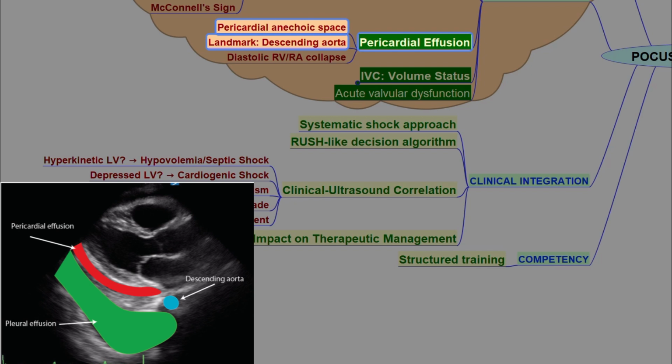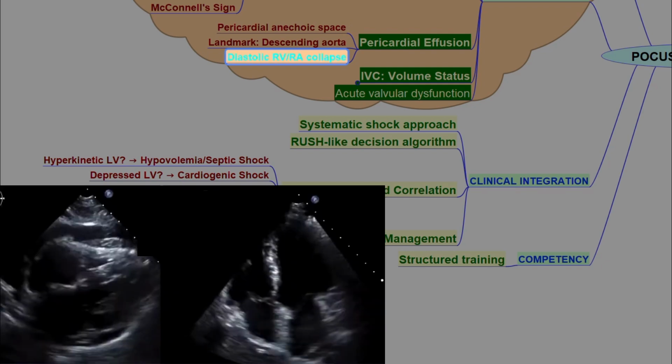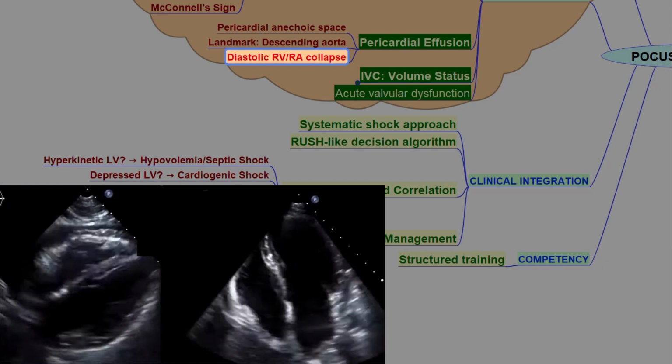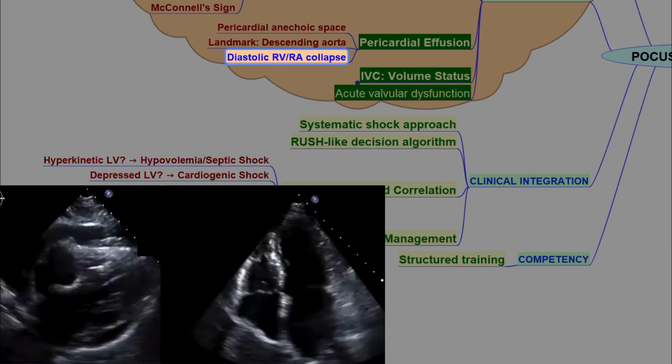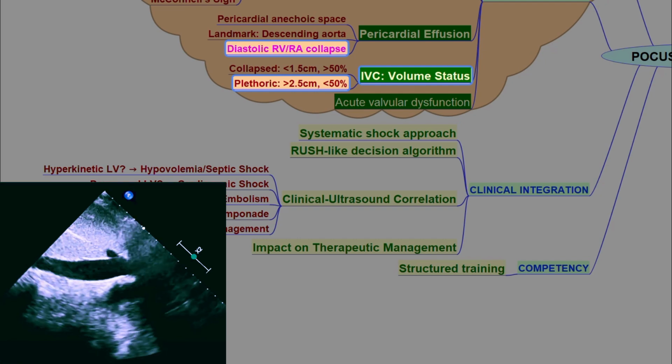But the real emergency is tamponade. The echo sign is direct, a pericardial effusion plus diastolic collapse of the right ventricle or atria. This happens because the RV is a low-pressure chamber that gets compressed. A supporting sign is a plethoric non-collapsible IVC. The high pressure in the pericardium prevents venous return, leading to a dilated IVC that doesn't collapse with inspiration. This is a very sensitive, though less specific sign.